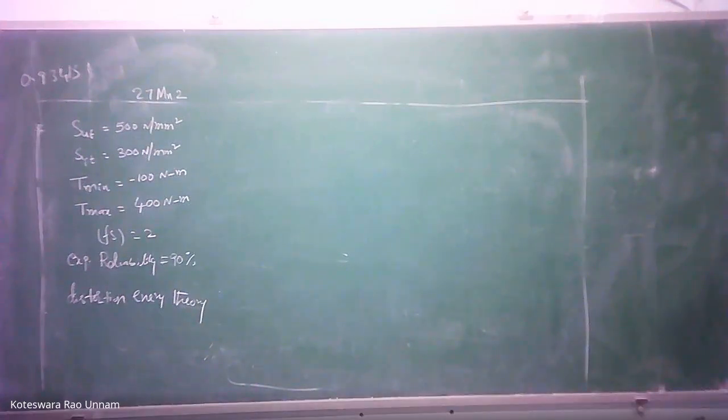The factor of safety is 2 and the expected reliability is 90%. Neglecting the effect of stress concentration, determine the diameter of the shaft. Assume the distortion energy theory of failure. Okay, so that is the problem.